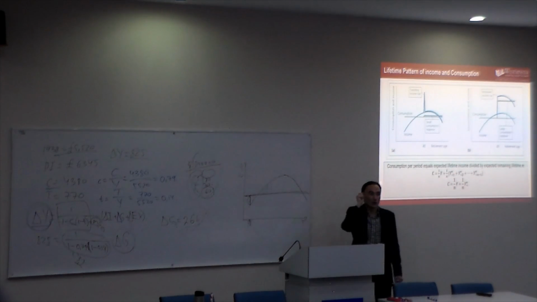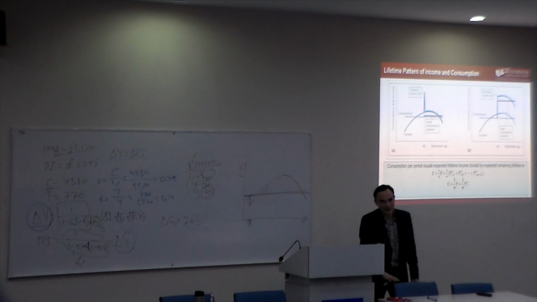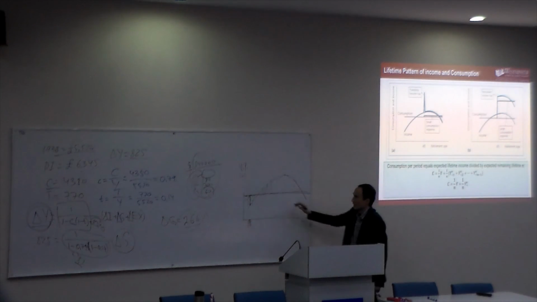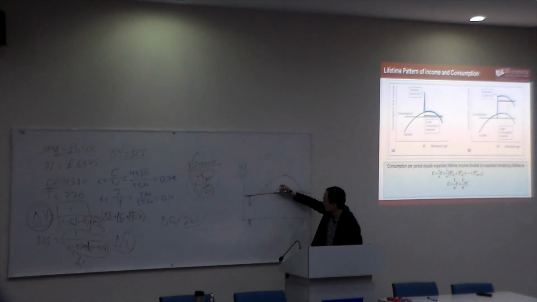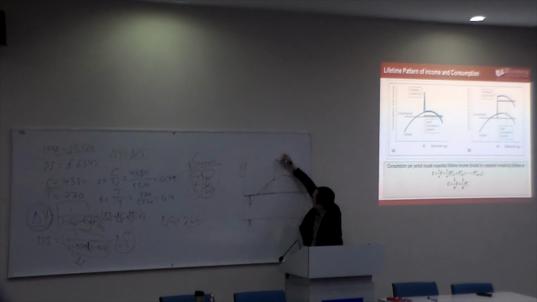But what about a one-time increase in income? Let's suppose one individual with this kind of income somehow at this point received a high bonus. And it means that income at this point was like this.